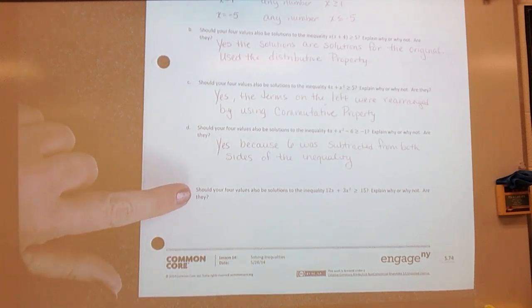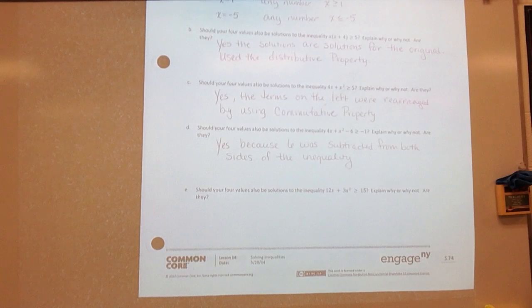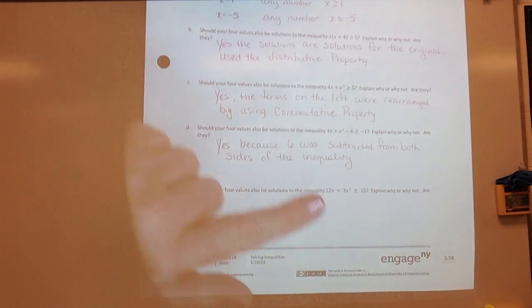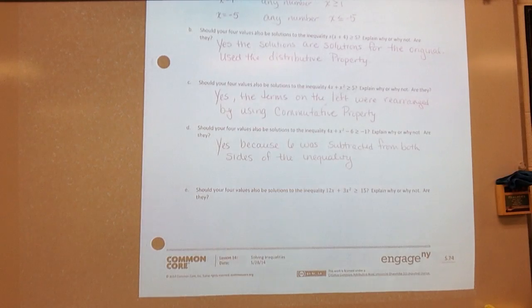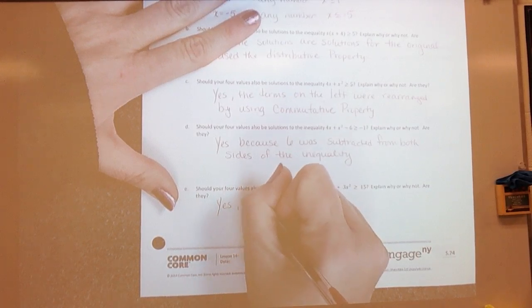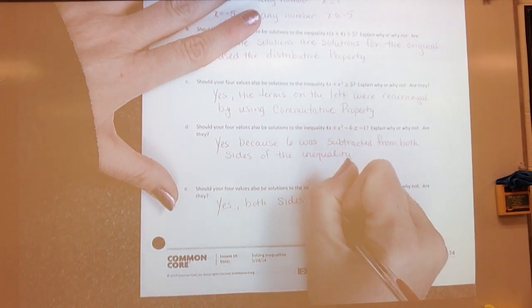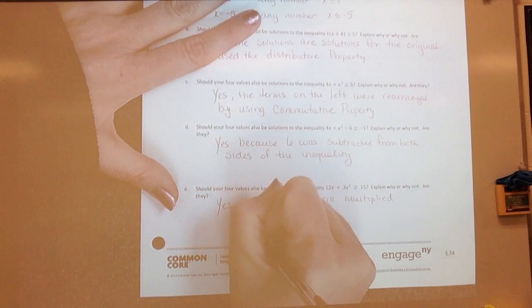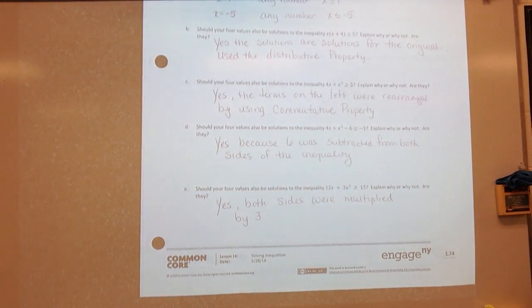Should your four values also be the solution to the inequality 12x plus 3x squared is greater than or equal to 15? Once again, look and see what's changed. I went from x squared to 3x squared, 4x to 12x, and 5 to 15. All I did was multiply everything by 3. All right, both sides were multiplied by 3. So therefore, my solution should not change.